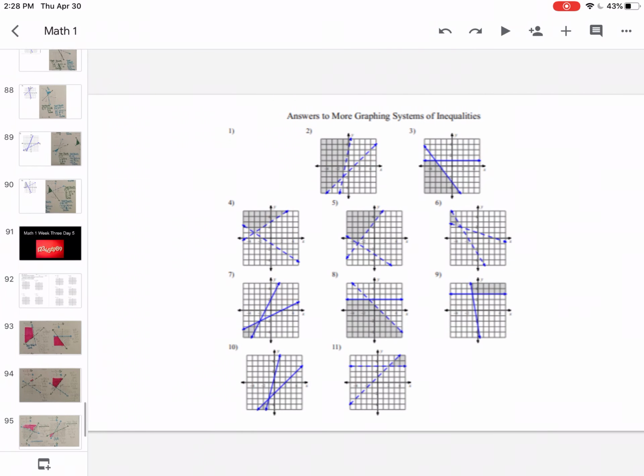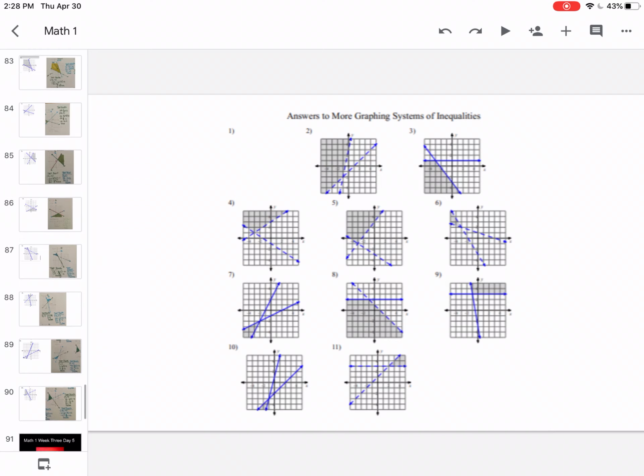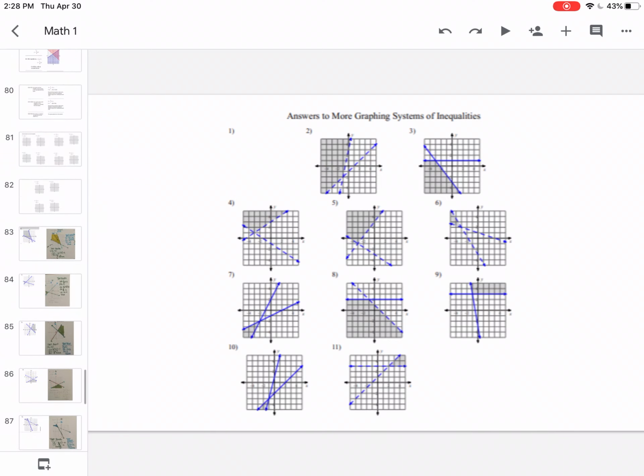Okay, so this for me was confusing. So I'm imagining for some of you it will be too. It's okay. Just get your work done, turn it in. There's always time to go back and practice some more.